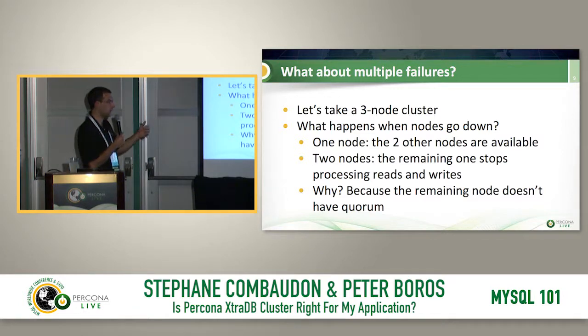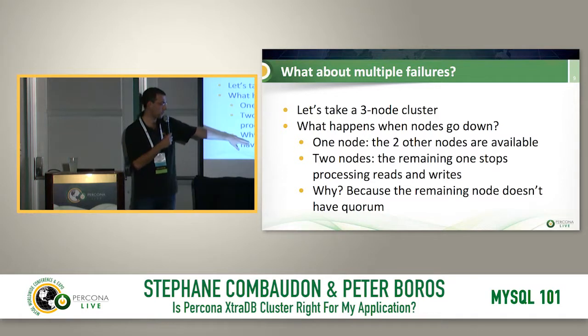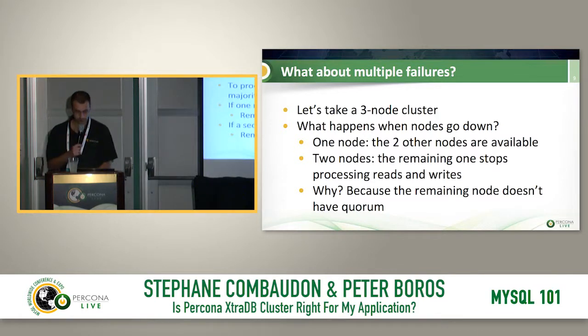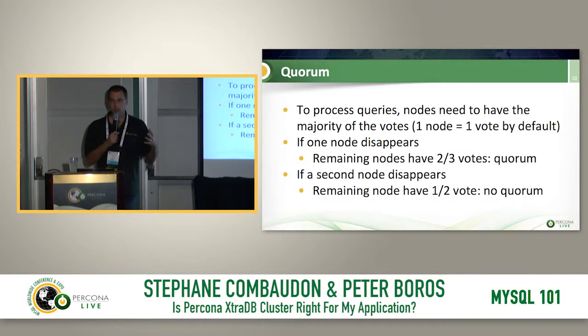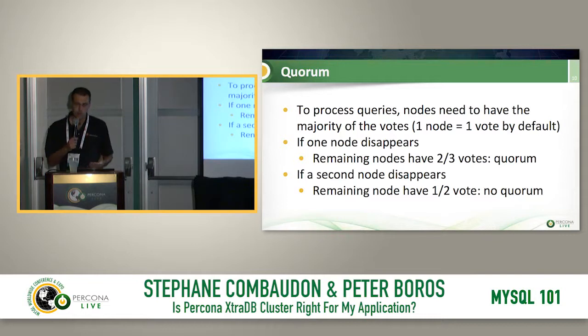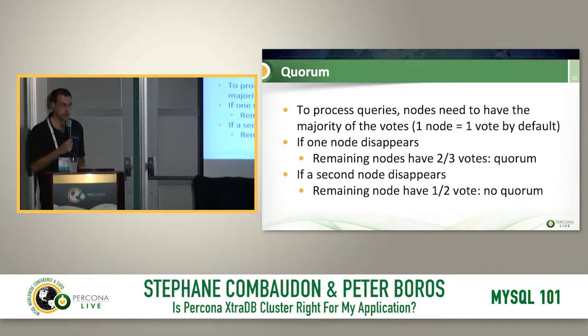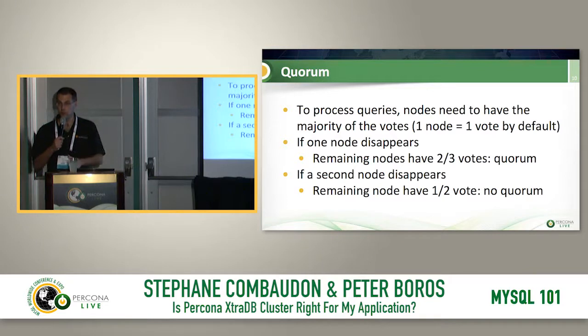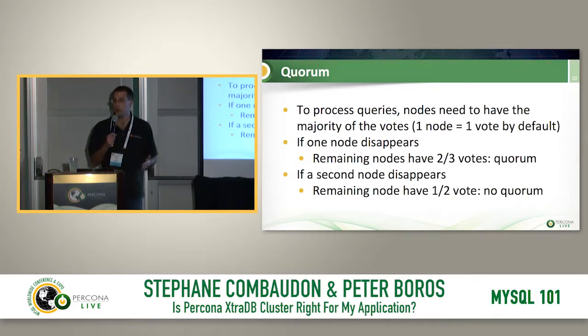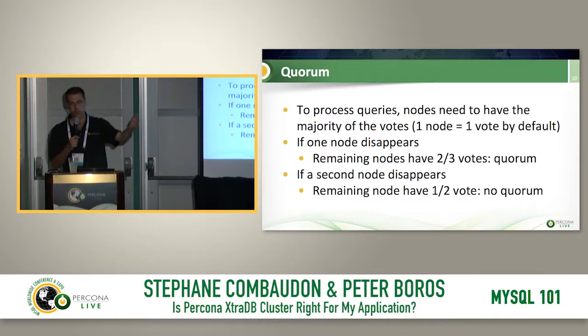And why do you have this behavior? It's because of quorum. So let's talk about quorum. To be able to process queries, mainly writes, but let's say in general queries, the nodes that you have in a cluster need to have the majority of the votes. By default, one node equals one vote, right? So if one node disappears, what do we have? We have 2 nodes out of 3. That's 2/3 of the votes. That's the majority. That's quorum. The remaining nodes can go on.